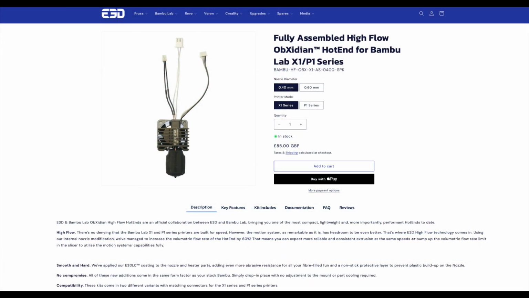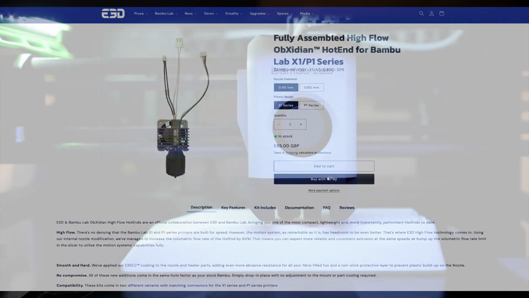One thing a lot of people brought up to me in our Discord, when I said I was doing a review on this, was the price. And to be honest with you, the price is kind of steep compared to the stock Bambu HotEnd. This HotEnd cost me £85, plus I had to pay a customs fee because I don't live in the UK. In total I think I spent over €120 to get this shipped to me.